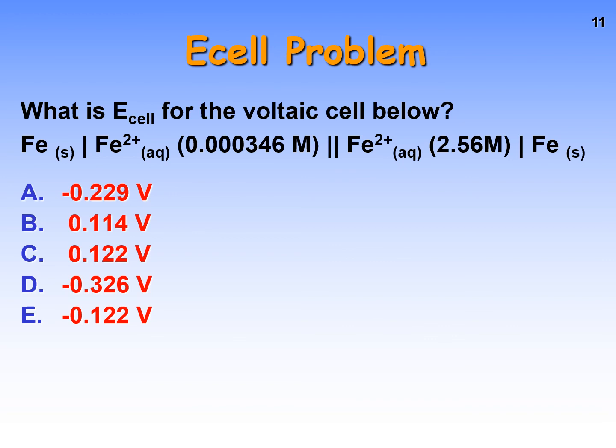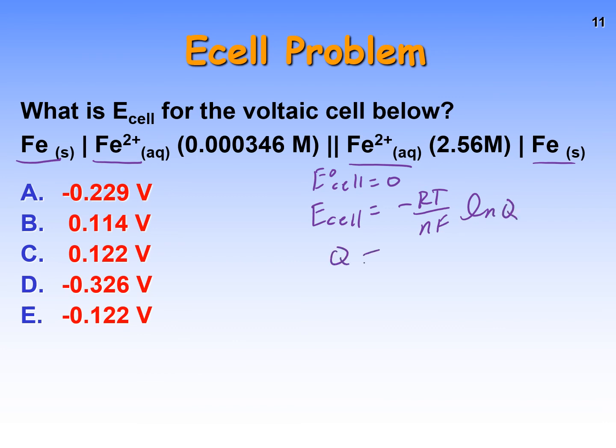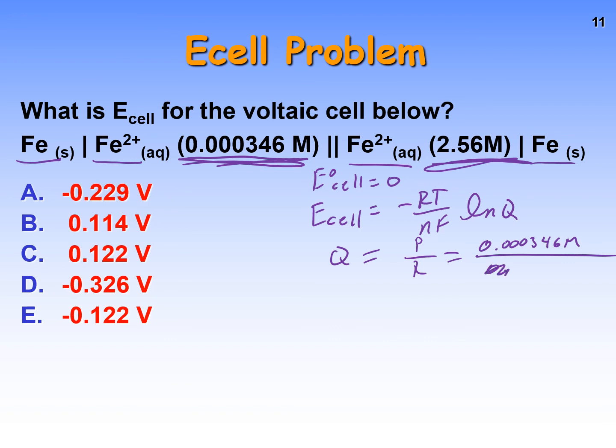We have a concentration cell. We know that because we're going from Fe to Fe2+ and then Fe2+ to Fe. This tells me that E naught cell here is equal to 0, which means my Nernst equation E cell is equal to negative RT over nF ln of Q. And Q is always products over reactants. This is my product in this half reaction, and this is my reactant in this half reaction. So 0.000346 molar goes on top, and 2.56 molar goes on bottom. This is my Q here, which I can throw in.